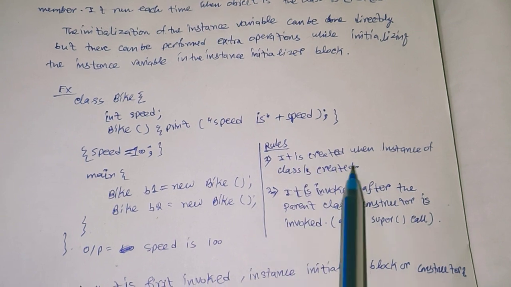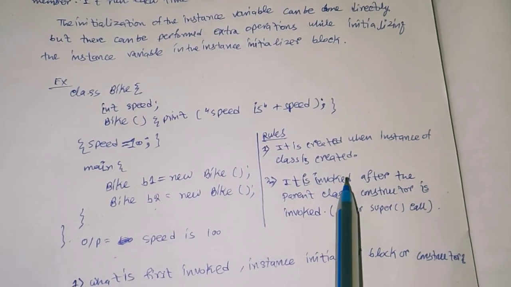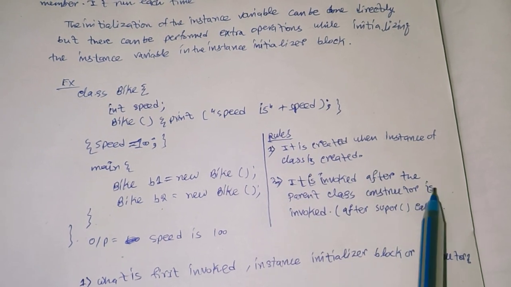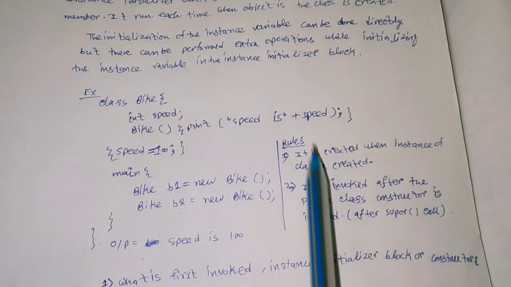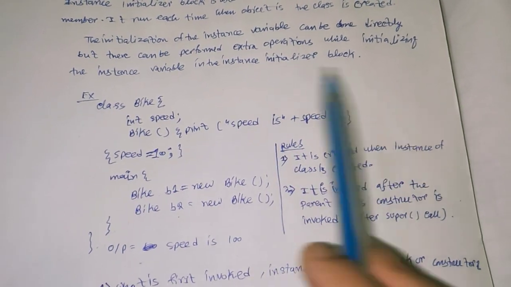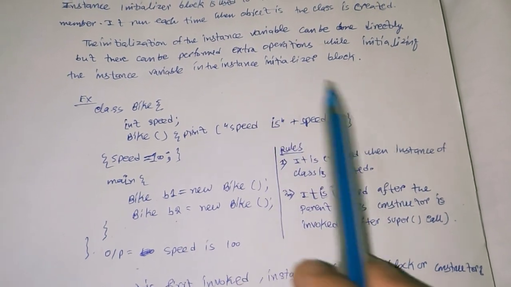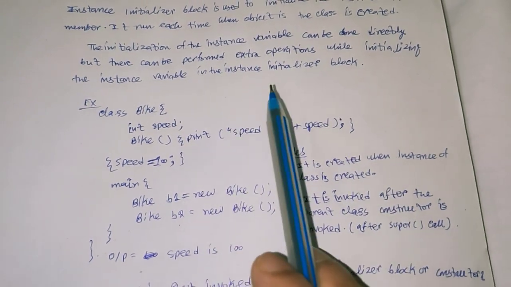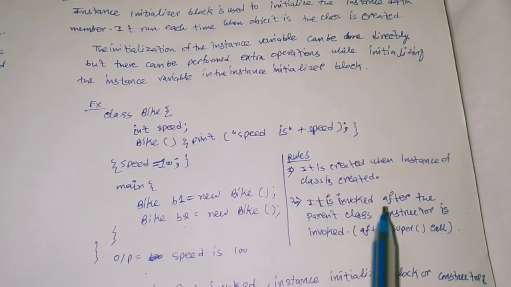First, it is created when an instance of a class is created, and second, it is invoked after the parent class constructor is invoked. So we previously know that inside the current class constructor the first line will be written as super, meaning parent class constructor. So first the parent class constructor members will be initialized, then the child class constructor will execute the remaining lines.